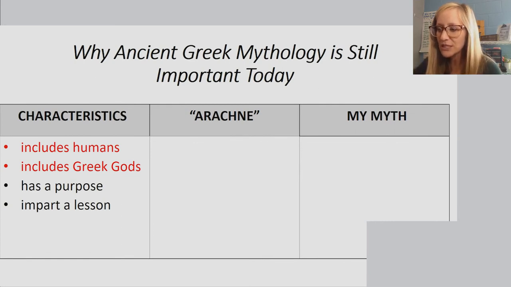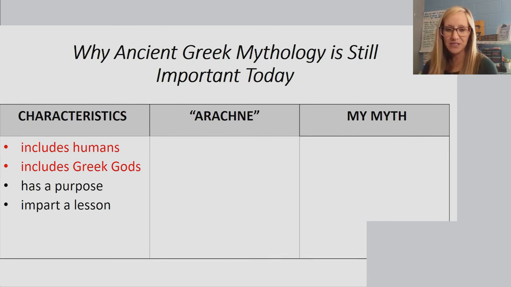So I want you to take a moment to fill out the middle column. And if you get stuck, don't worry. I want you to think about the human that was in Arachne. Who was it? I want you to jot that down. And then I want you to think about the Greek god that was in Arachne. What was her name again? Can you jot that down? Because we know that those are the characteristics of a Greek myth.